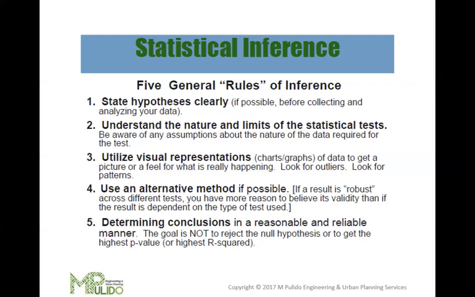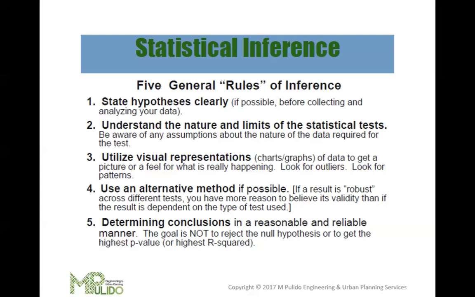Number 4 is use an alternative method if possible. You need to validate findings by using different statistical tests or methods. If results are consistent across multiple tests, they are more likely to be reliable. So this practice helps to confirm that the results are not dependent on the choice of a specific test.